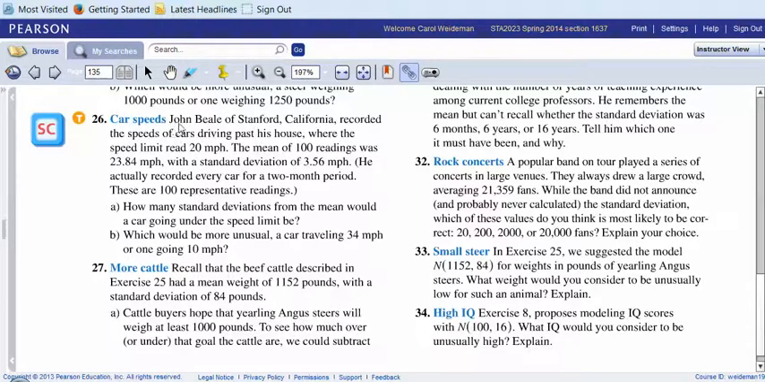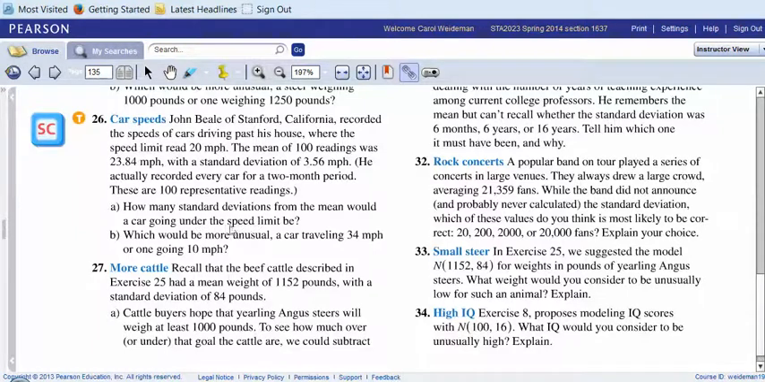It tells us that John Beal of Stanford, California, recorded the speeds of cars driving past his house, where the speed limit was 20 miles per hour. He had 100 readings, and he got a mean of 23.84 with a standard deviation of 3.56. The first question is, how many standard deviations from the mean would a car going under the speed limit be?